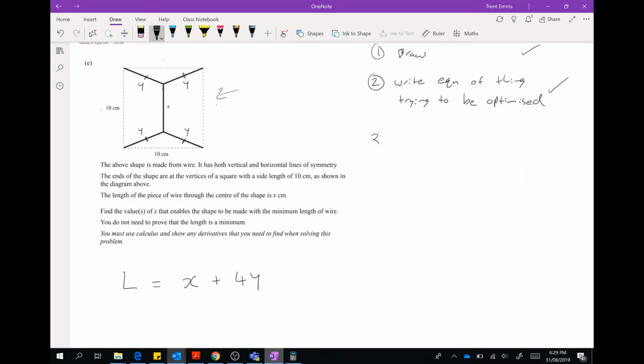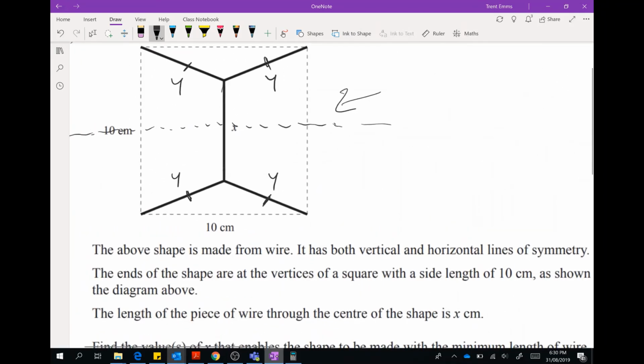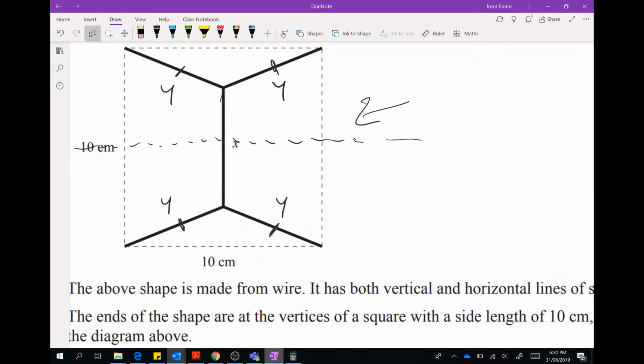Step 3, we need to write the equation in terms of one variable. At the moment it's in terms of x and y, so we need to find a connecting equation between x and y. To do that, we're going to look at splitting the shape in half here. So I'm going to zoom in on here. If I split that in half, because it's all symmetric, that'll cut x directly in half, and this length will be x over 2.